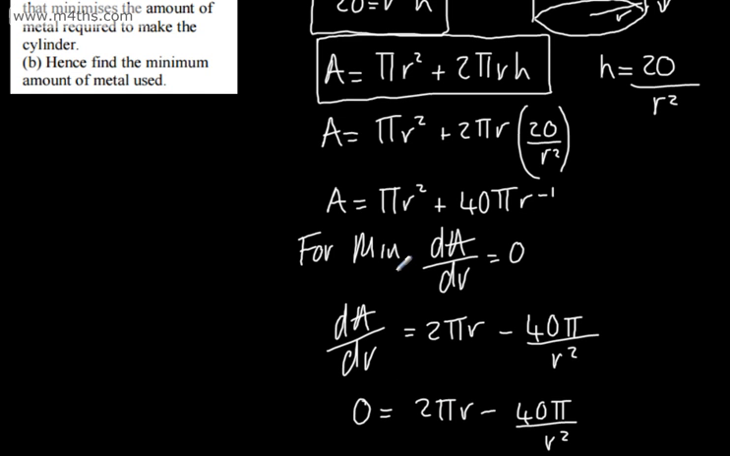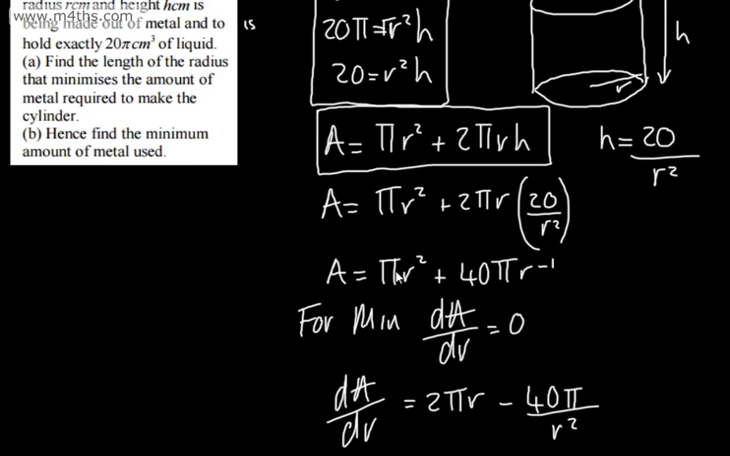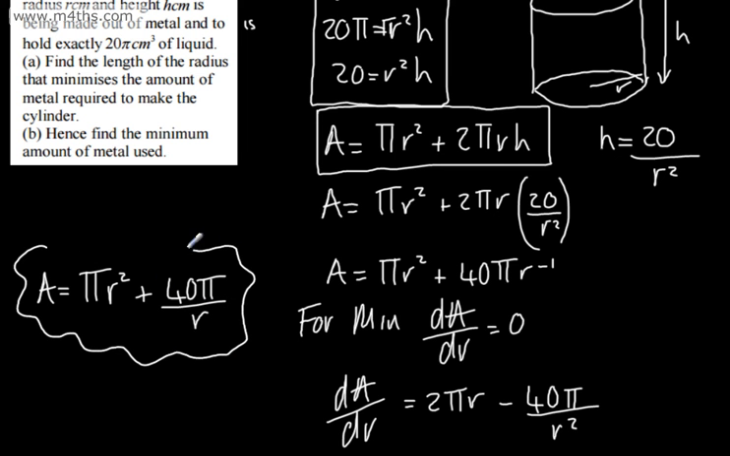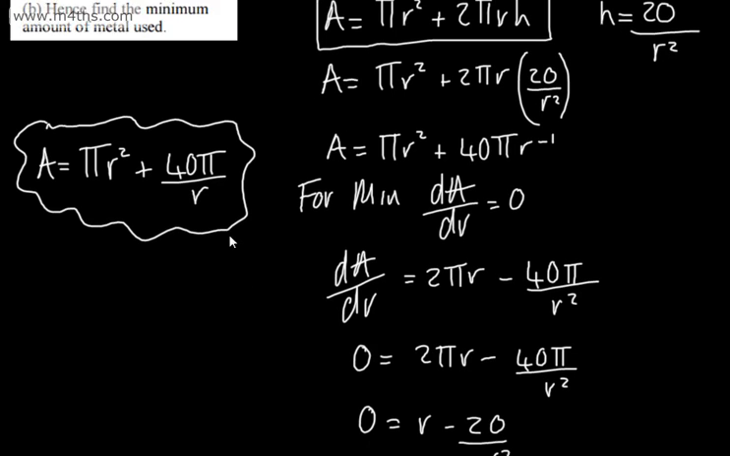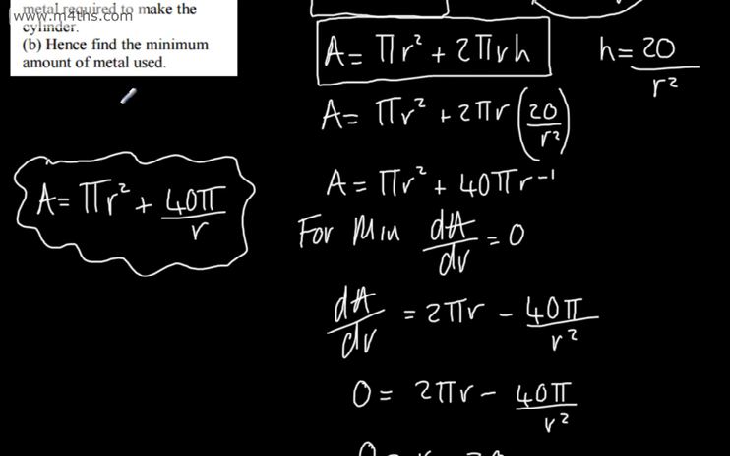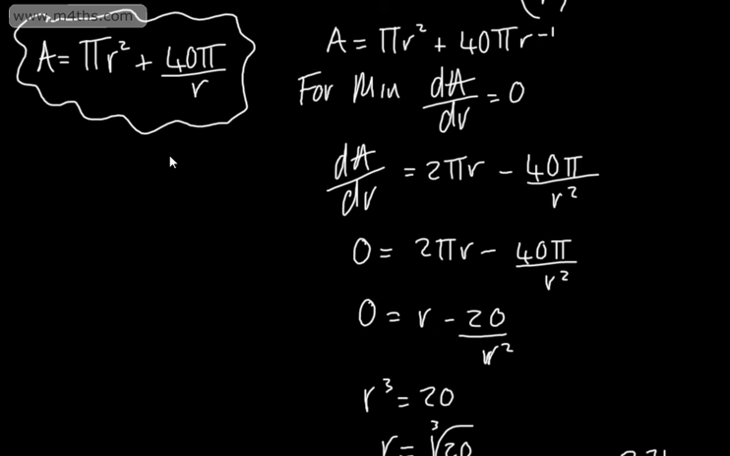At this stage, we simply need to find the minimum amount of metal used. So I've got an expression just here. Remember the area is going to be equal to πr squared plus 40π over r. That now doesn't have h in it. This is A in terms of r, so I'm simply going to substitute that in, and we can find the minimum amount of metal used. It's the surface area.